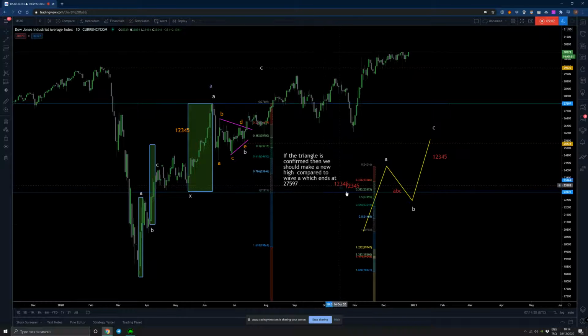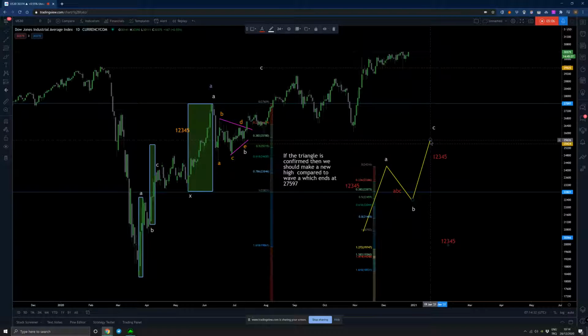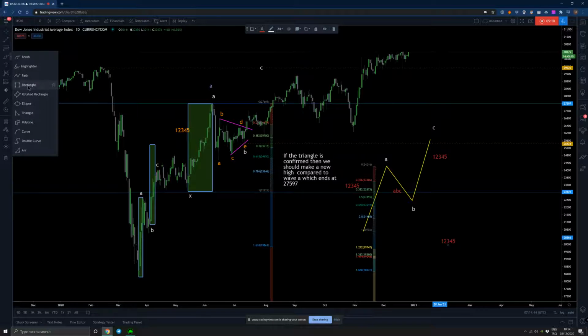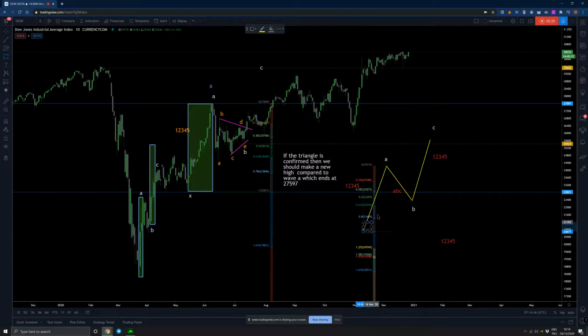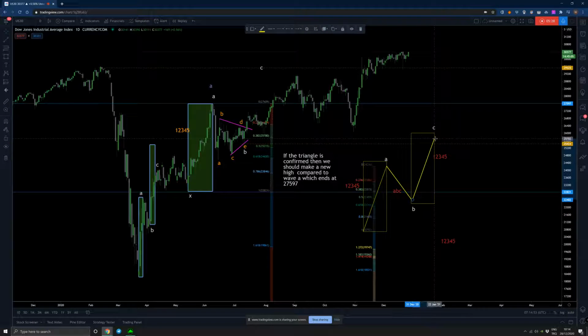So it is still 1, 2, 3, 4, 5, but you can have a terminal move, or you can call this an ending diagonal. So if you have a C wave as an ending diagonal, then the time perspective of the zigzag: normally you should have a zigzag that has the wave A here and the wave C here in similar time. Okay, so it should not end here, it should end somewhere like this.